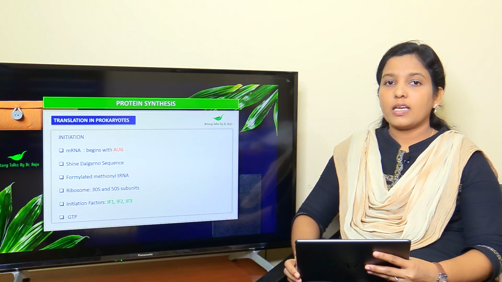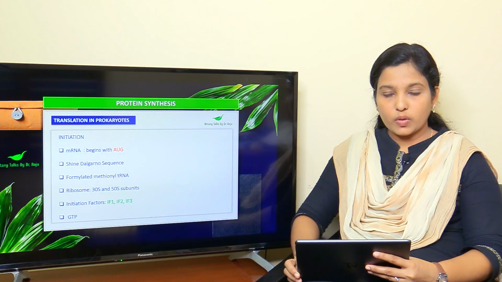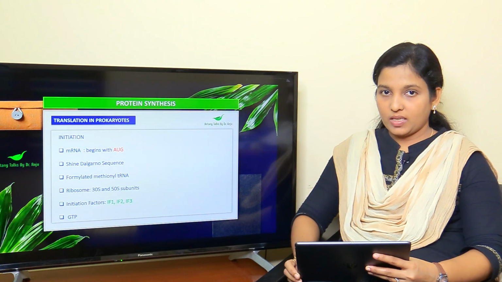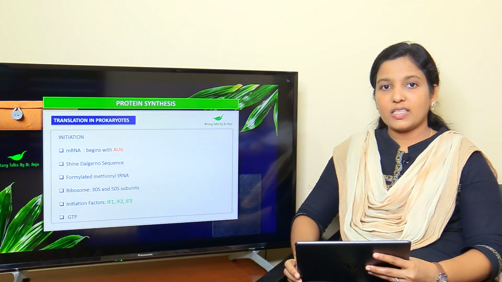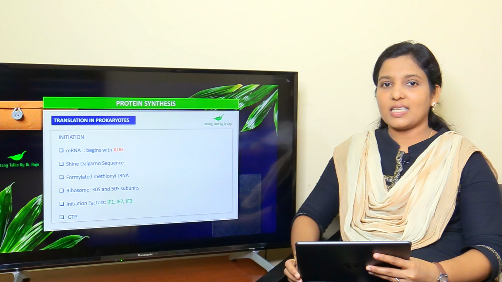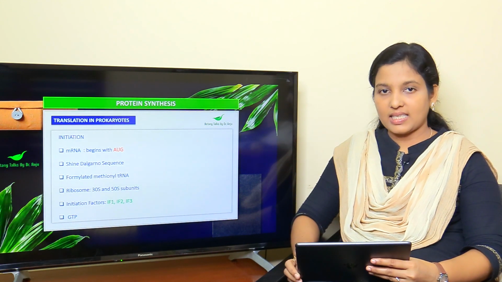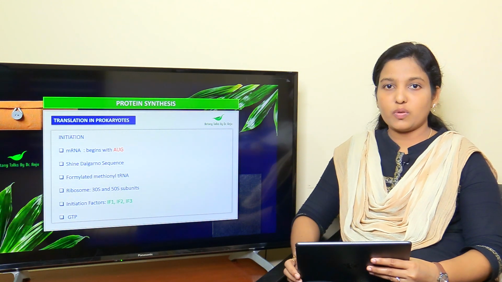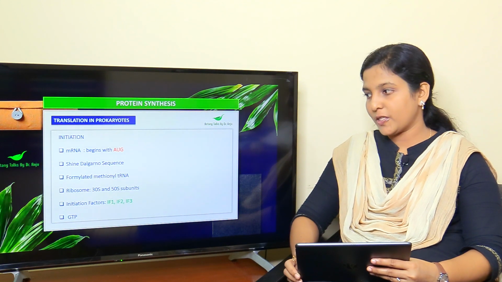The second factor is formylated methionine-tRNA. This tRNA is present in the cytoplasm. It will detect the start codon and get attached to the ribosomal binding site. Formylated methionine-tRNA is the only tRNA that will directly bind to the peptidyl site of the ribosome. All other new tRNAs will bind at the A site, while formylated methionine-tRNA will bind to the peptidyl site, or P site, of the ribosome to initiate the translation process in prokaryotes.